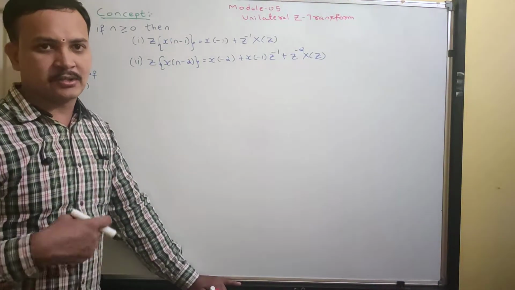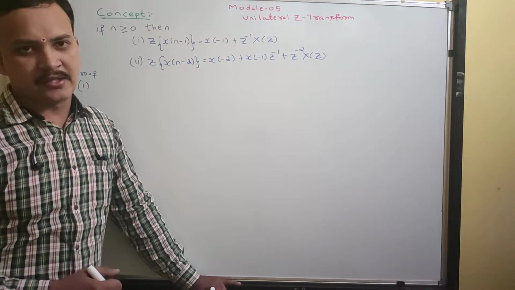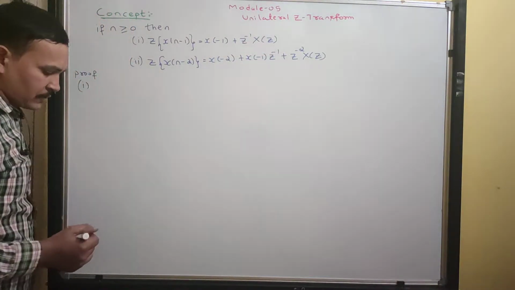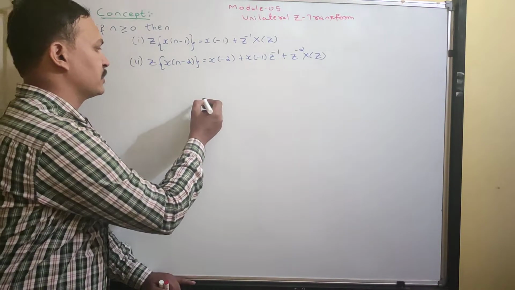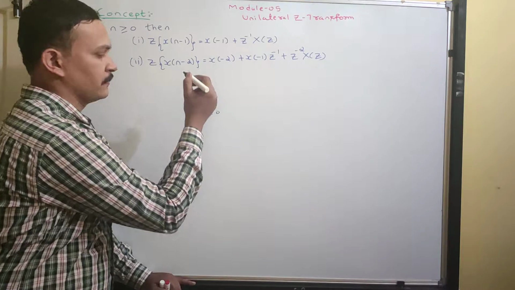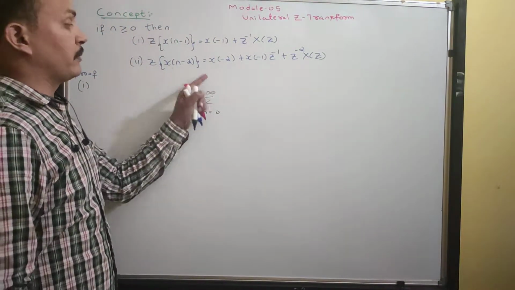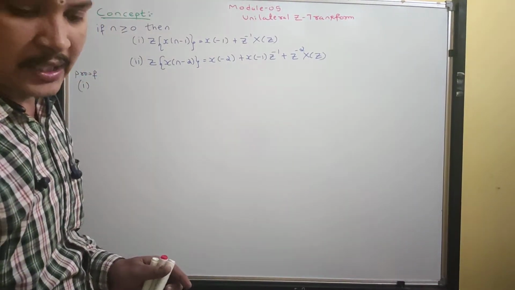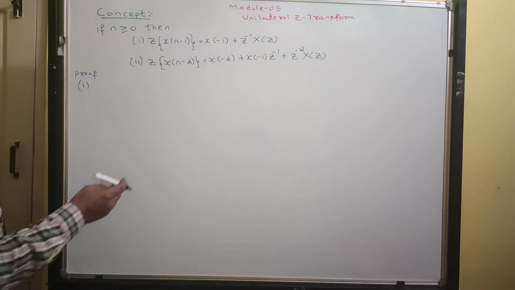Before directly solving problems on the unilateral Z transform, we need to know the concept. As the name suggests, the unilateral Z transform means it is the one-sided Z transform. One-sided means summation n equals 0 to infinity. Minus infinity to plus infinity, that is the two-sided Z transform. Fine, we can start with the concept.